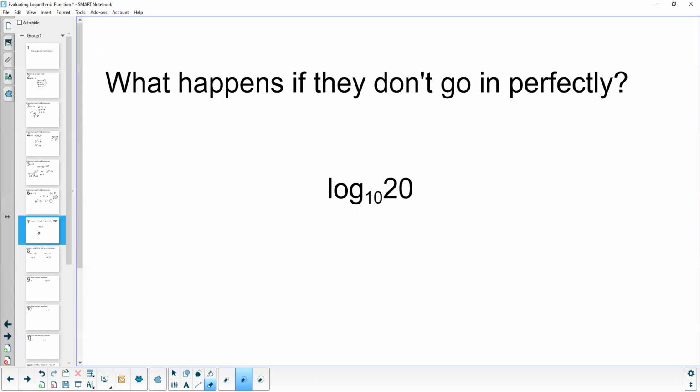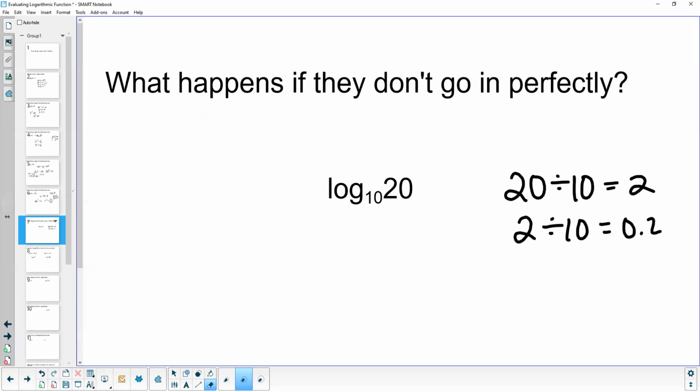So this one is log base 10 of 20, meaning I'm asking myself, how many times do I need to divide 20 by 10 in order to get to the number 1? Well, 20 divided by 10 is 2. And if I take 2 and divide it by 10, then all of a sudden I get to 0.2. So I know that here, what we're running into is this problem where it definitely takes 1 full division, but it doesn't take a full second one. I know it's going to be a division somewhere between 1 and 2. Now, how do I figure that out?